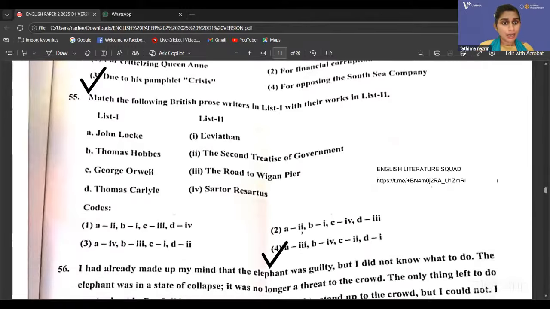Now, this was very easy. John Locke, as you know, wrote Second Treatise of Government. So A2. Thomas Hobbes, you should know, B1. So A2, B1. So it is the first option. C3 is Road to Wigan Pier, and Thomas Carlyle wrote Sartor Resartus.